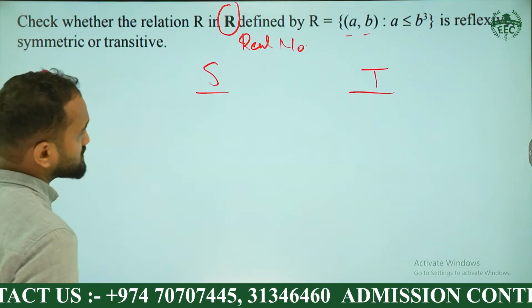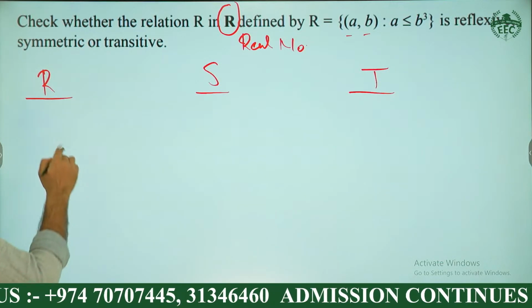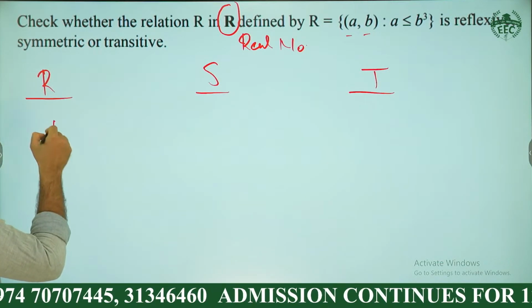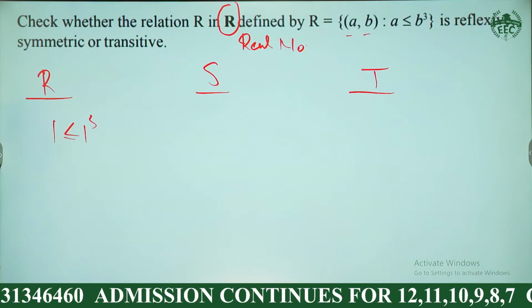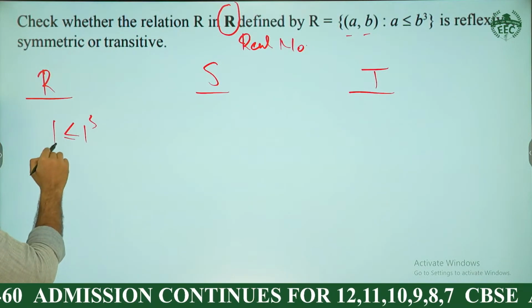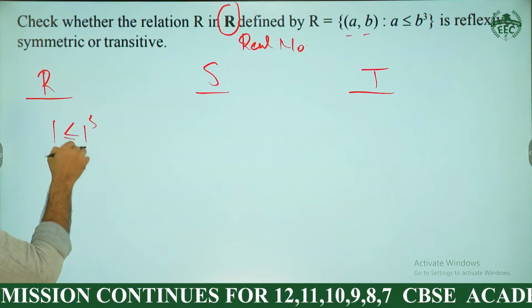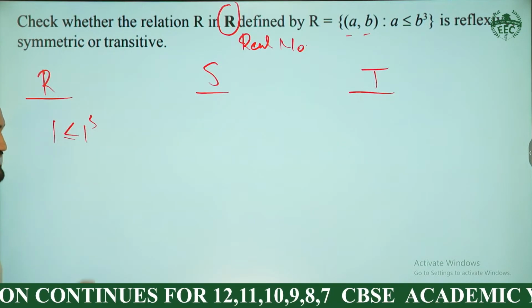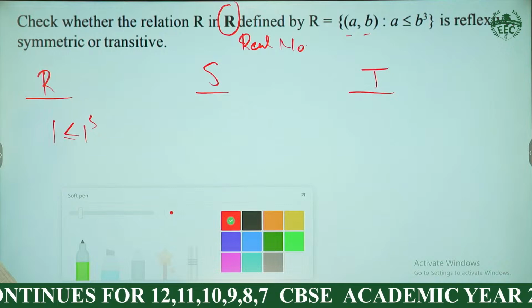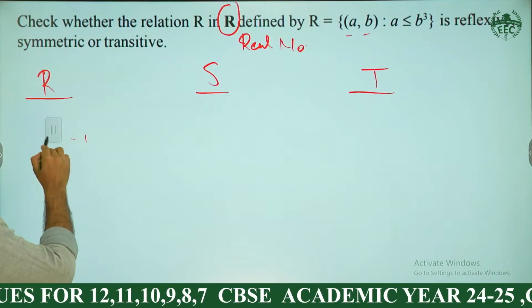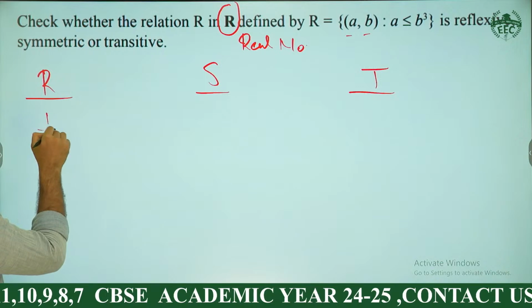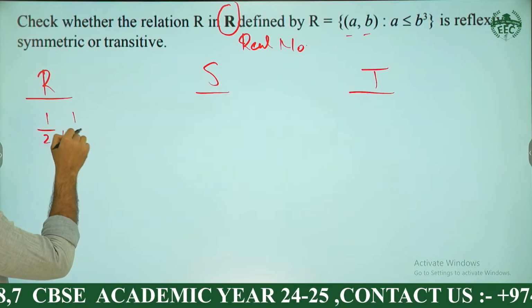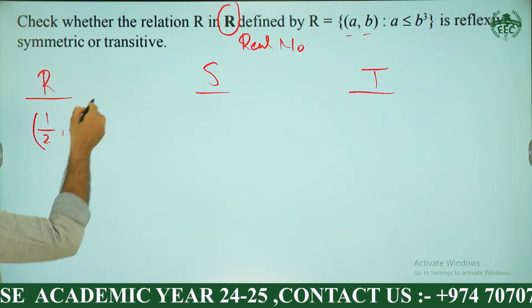People, tell me how it works. For example, 1 is less than or equal to 1 cube. Well, this condition is true, so 1 is equal to 1 cube, therefore this element will be there. You have to think about all the possible ways. But here you have to learn some numericals. What are they? 1 by 2 comma 1 by 2. Whether this will be there in the relation or not.